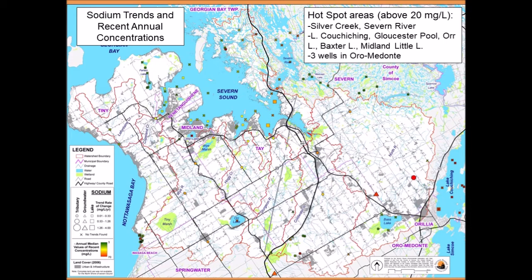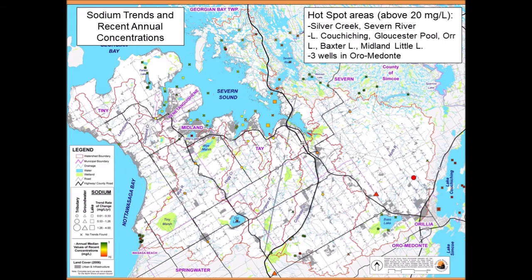You can see on the legend down there that the size of the symbol corresponds with the rate of change. So the very large symbols are increasing at a faster rate than the smaller symbols. The colors: the scale ranges from 3 milligrams per liter, which is the darker green color, up to as high as 70 milligrams per liter, which was only detected at a couple of sites in that range. Getting towards the warm colors, you're getting into higher concentrations.